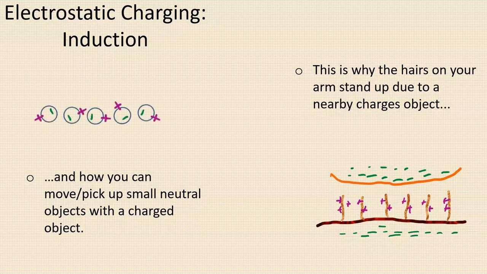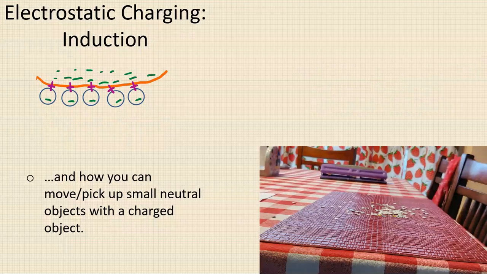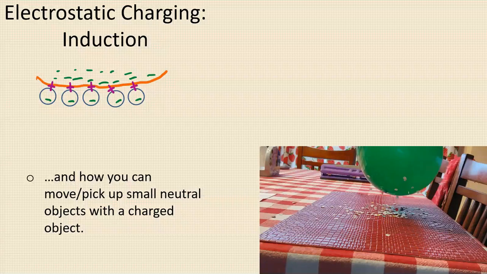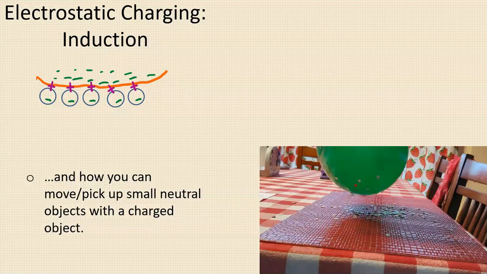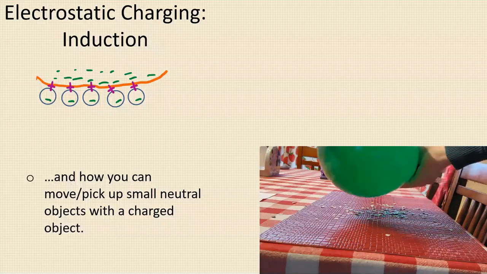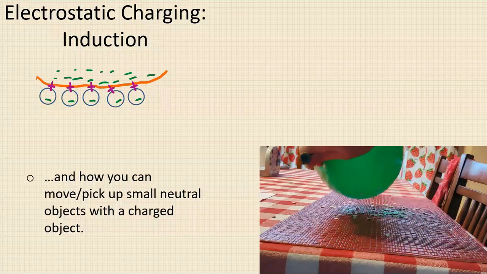This is also how you can pick up and move small neutral objects with a charged object. Say we have a bunch of little hole punches from your papers, and we bring that balloon near them. The same process is going to happen. Those positive and negative charges that I've got labeled on those little circles are going to rearrange, and the positive side will be attracted to the negative balloon, and the negative side will be pushed away. As you can see in the video clip over here, that's exactly what's happening. But now notice if I turn the balloon around to the other side, there's really not much response from the hole punches.